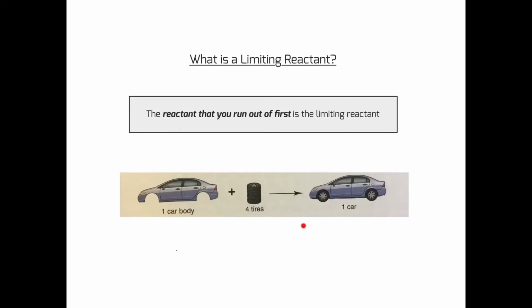This is sort of a real-world example of a balanced chemical equation. So it says we have one car body plus 4 tires gives us 1 car. So let's say we start with 7 car bodies and 36 tires, and we haven't made any cars yet.